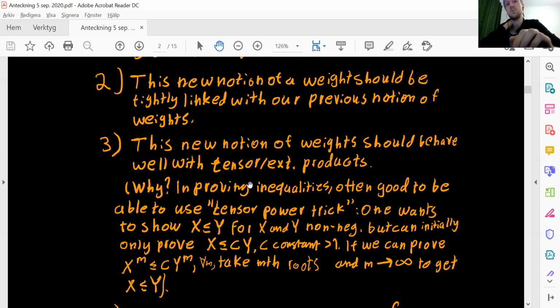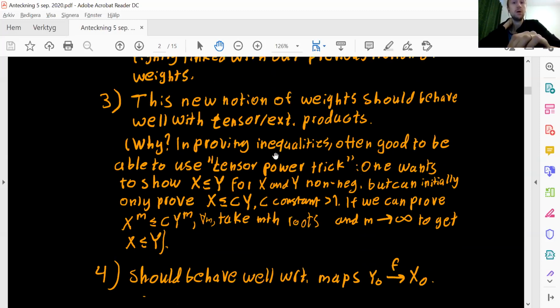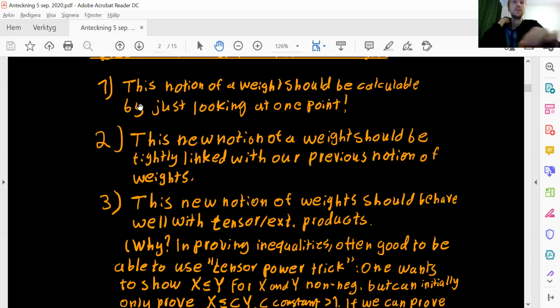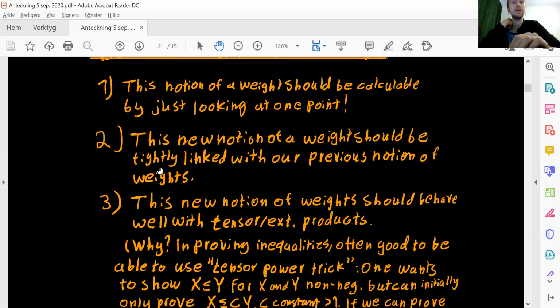So this is why it's important that this notion of weight should behave well with tensor and exterior products. And lastly, we want this to behave well with respect to maps between schemes. And I will not really go into exactly what kind of maps we want it to behave well with. So, four things. Our new notion of weights should be calculable by just looking at one point. It should be tightly linked with.